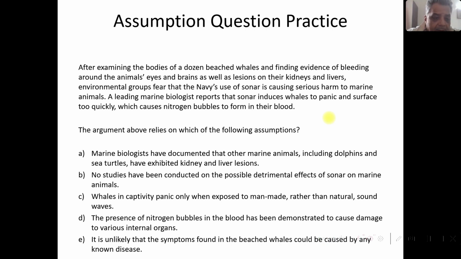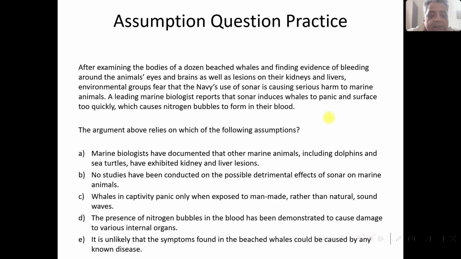So let's move on to the next option. It is unlikely that the symptoms found in the beached whales could be caused by any known disease. So if it is unlikely that the symptoms found in beached whales could be caused by any known disease, does it necessarily point to sonar being the culprit? Again, no. So E is eliminated.